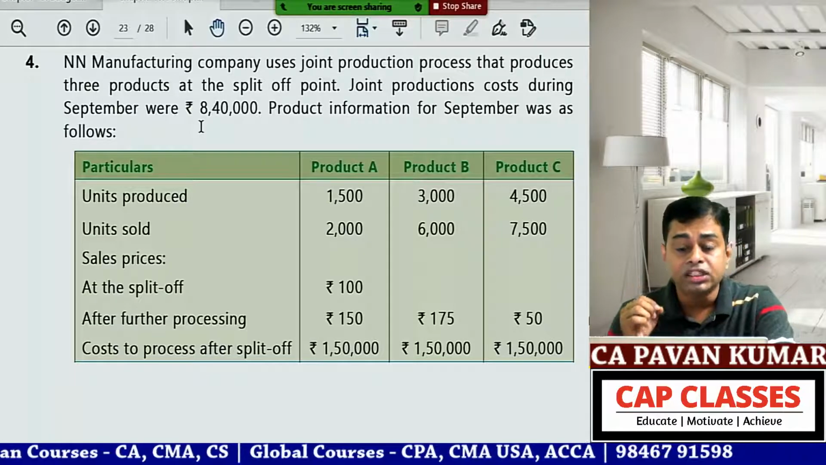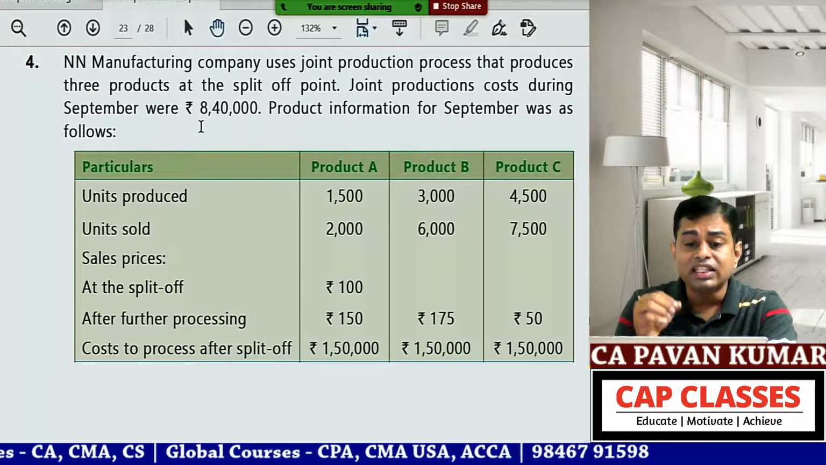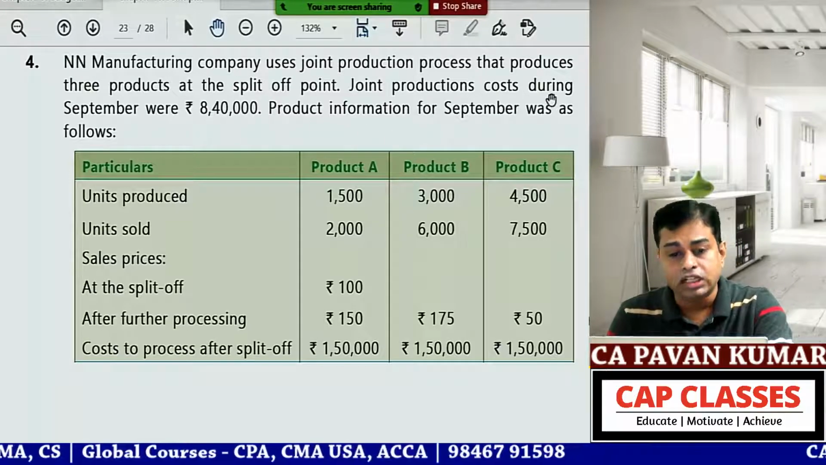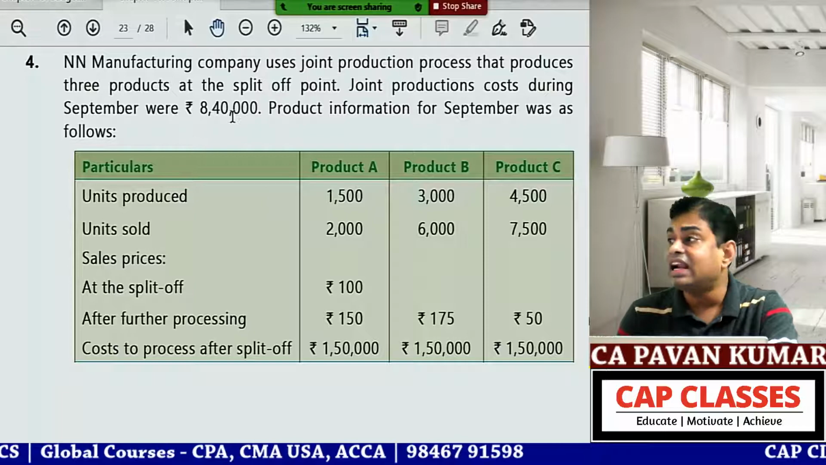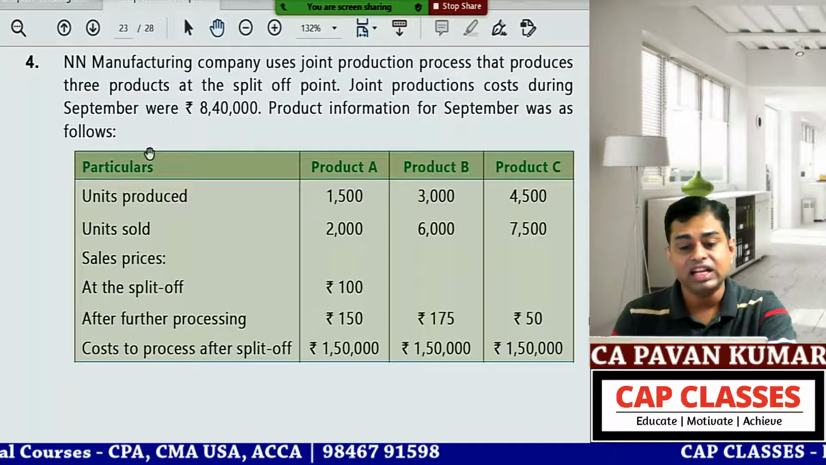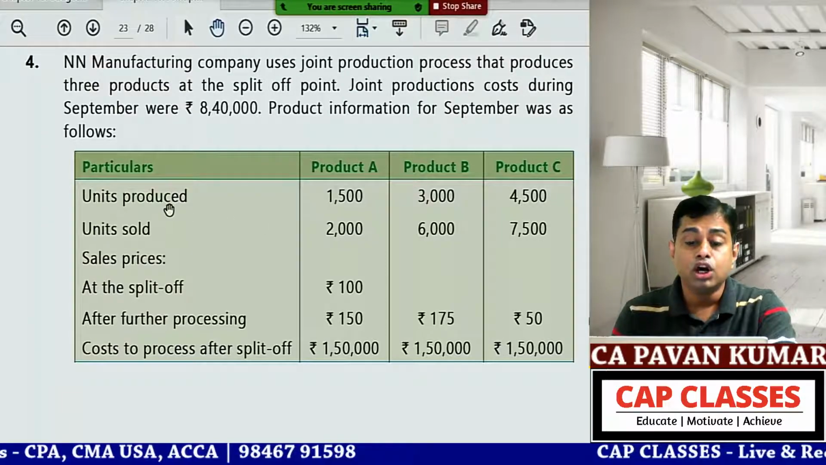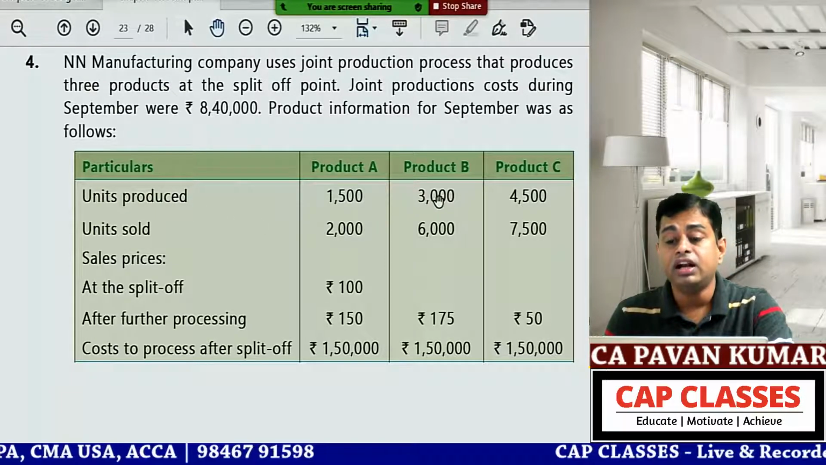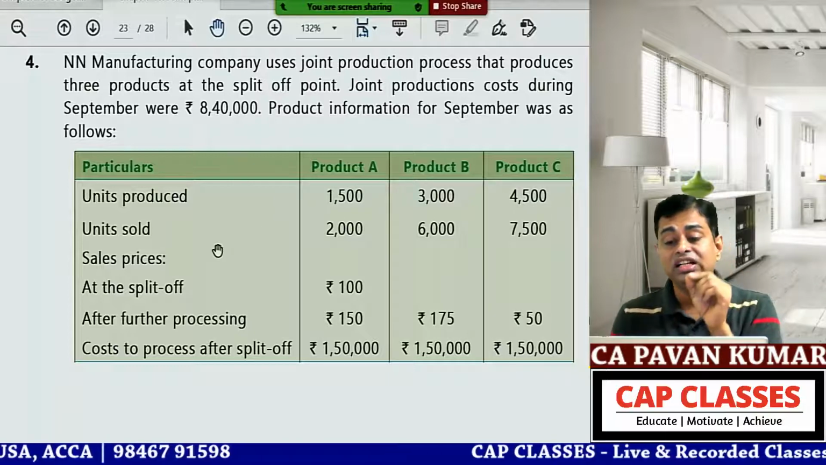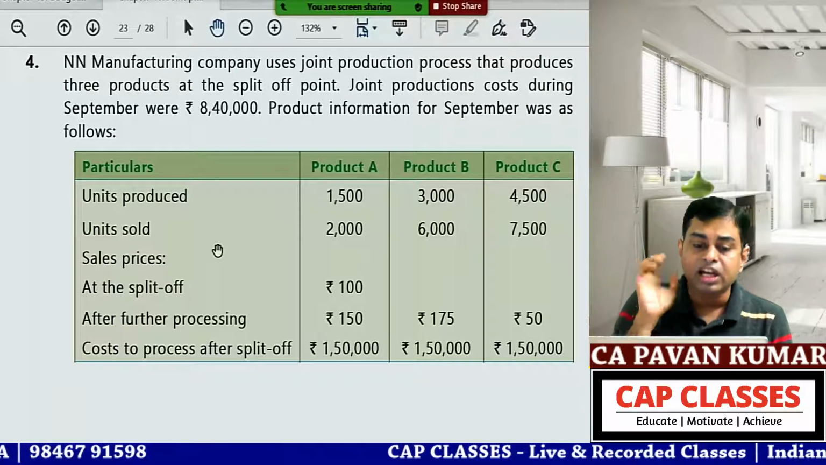NN Manufacturing Company uses a joint production process that produces 3 products at the split-off point. Joint production cost during September was 8,40,000. Product information for September was as follows. Particulars: product A, product B and product C. Units produced 1,500, 3,000, 4,500. Units sold 2,000, 6,000, 7,500. After units sold, put a star mark in your notes.